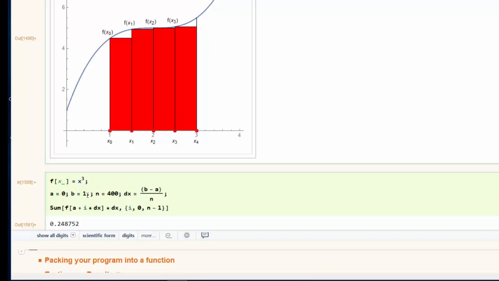Now something else I might want to do with this program, though, instead of having to modify each of those little bits and rerun the whole cell, is I might want to package all of this into one big function definition.